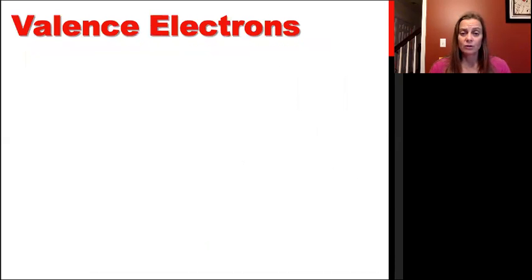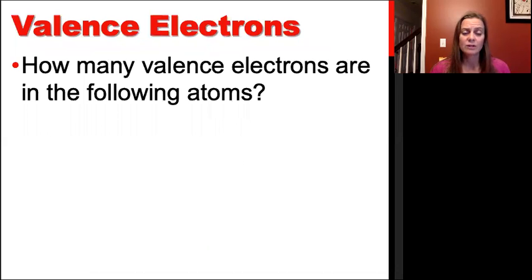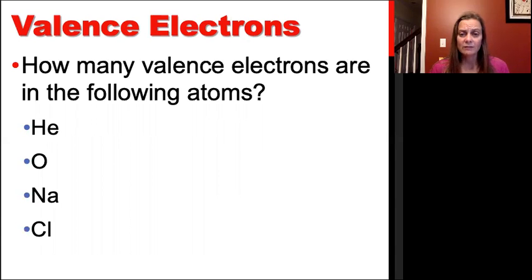So now it's your turn to try, and I want you to tell me how many valence electrons are in each of the following atoms. I'm asking you to determine the number of valence electrons in helium, oxygen, sodium, and chlorine. I'm going to have you pause the video now and write down how many valence electrons are in each of those atoms, then unpause and come back and check.